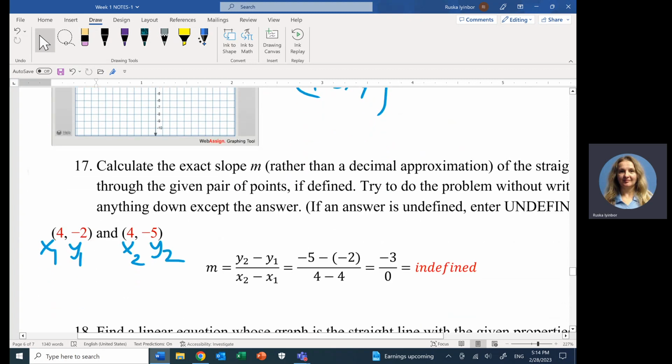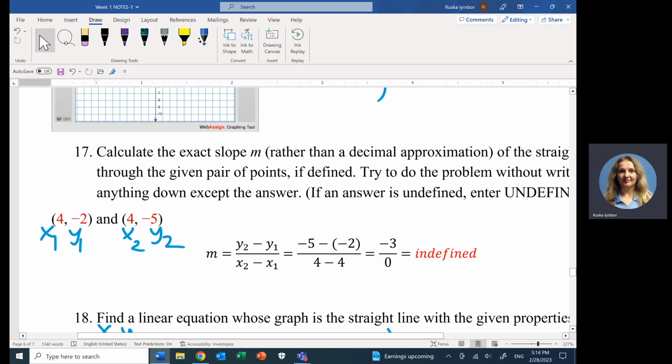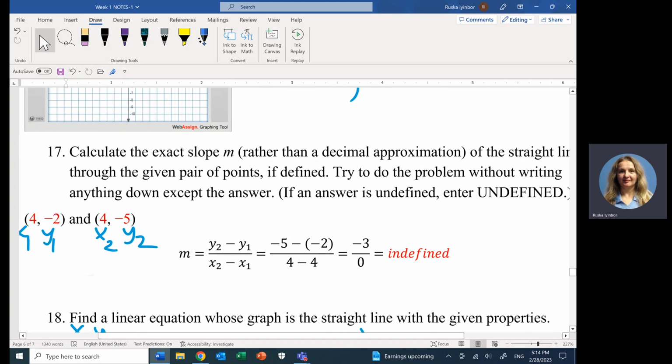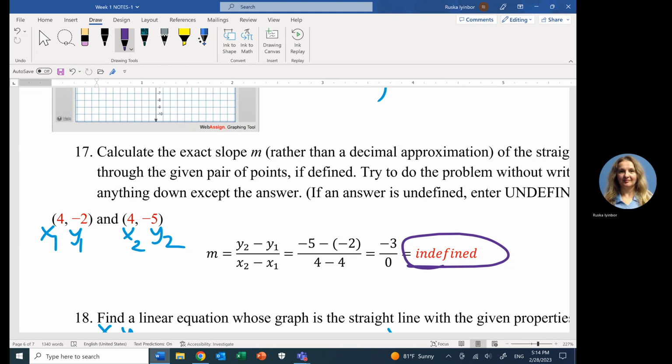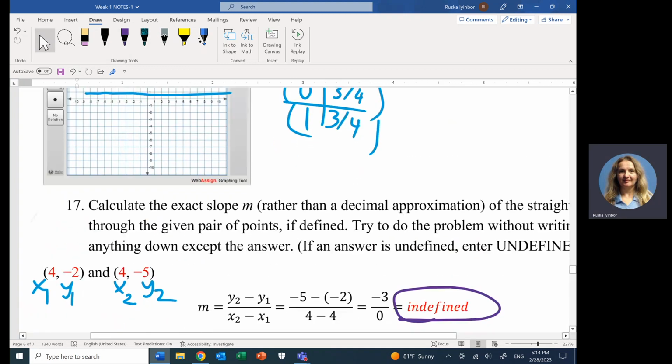The next one is number 17. And for number 17, they give us 2 points. We just have to find the slope. We did that. I have the slope formula given. It's right there. And we have x1, y1, x2, y2 for the coordinates. Then plug it into the formula, and you're going to get negative 3/0. Negative 3/0 is undefined. That's what the answer is. The answer should be undefined. So if you have an undefined slope, that means you have a vertical line. Okay, that's all you're doing here.